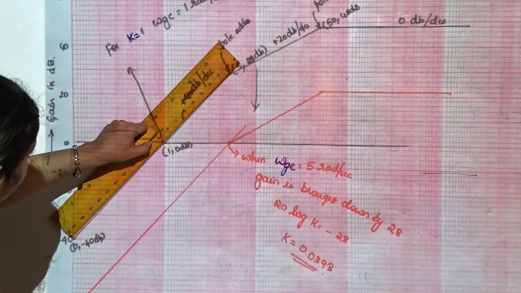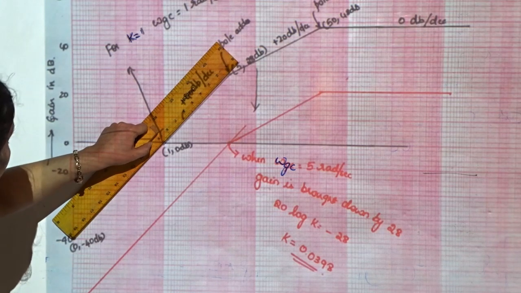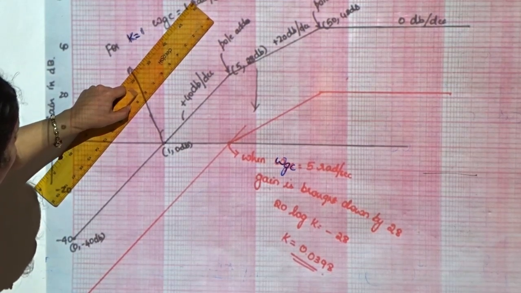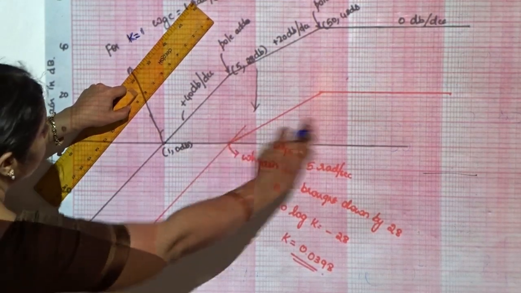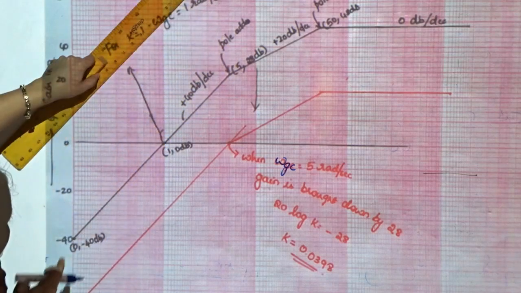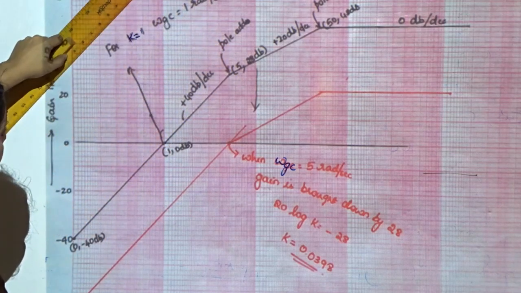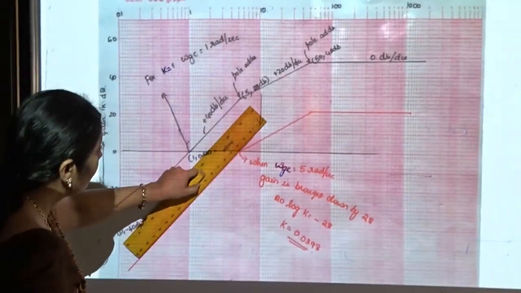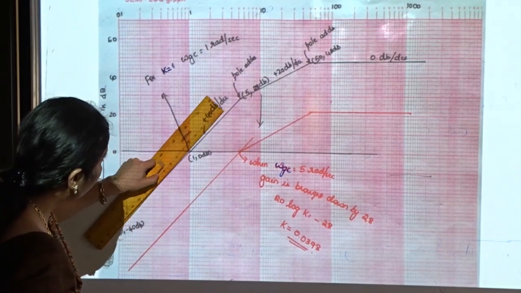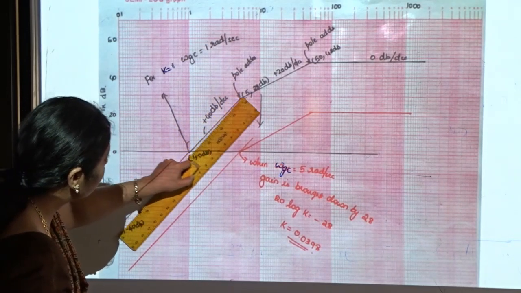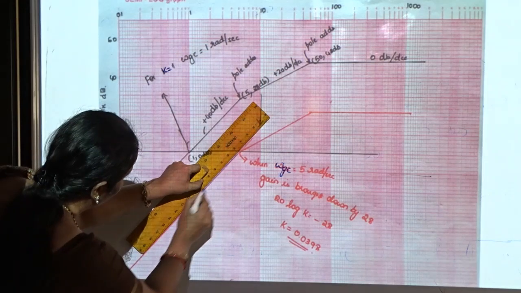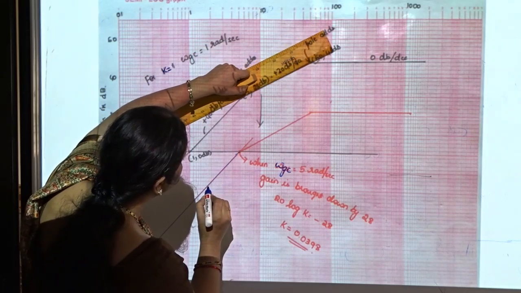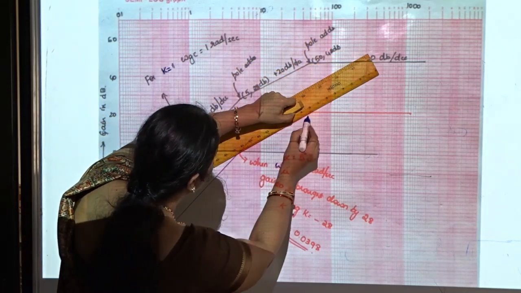This is the graph crossing the 0 dB line. If I shift this up, there is no way to get 5 radians, because 5 radians is on this side. If I shift the graph up, it moves away from 5 radians, not towards it. So to bring it towards, I have to push it down. Bring it back like this. You can draw parallel lines like this, and at 5 radians, draw this slope.